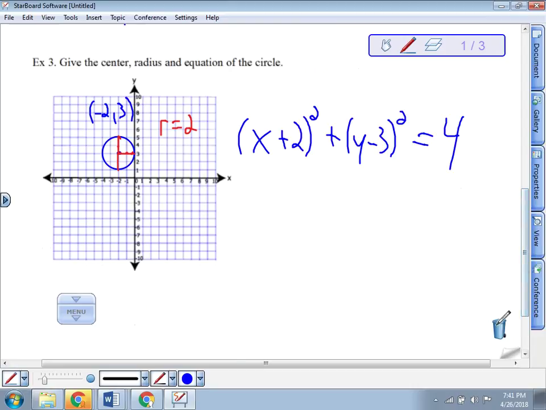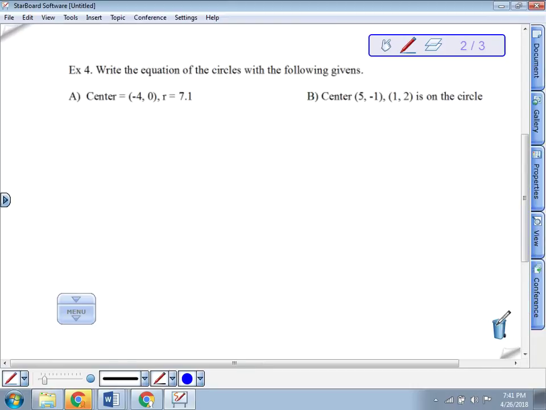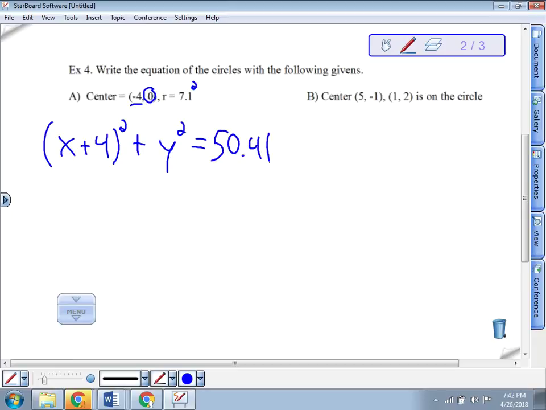Okay, pretty straightforward. Let's take a look at two more examples. Now they just tell us the center and the radius, no graph. Again, follow that same pattern. It's going to be x, it's a minus 4, so it's going to be the opposite, plus 4 squared, always plus. Now, since it's a 0, you could write y plus 0 squared if you wanted, but y plus 0 is just y squared. So we're just going to write y squared, and the radius is 7.1, so we square that, and 7.1 times 7.1 is 50.41.